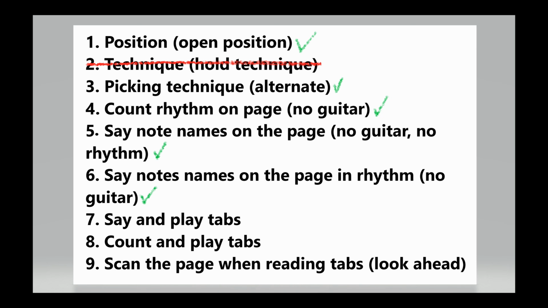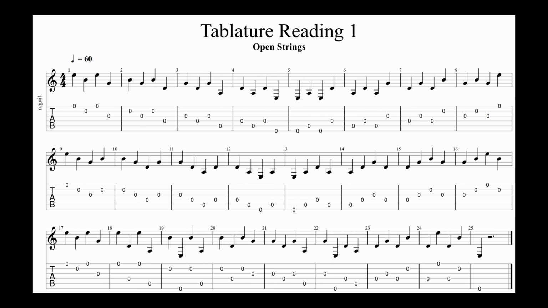In point number 7, you're going to say and play the tabs with your guitar. And at first, you can look at a random note, identify it with your voice, and play it on the guitar. And do so in a random way so that you're not memorizing the order of the notes. You're just focused on note identification on the tab staff and your guitar.